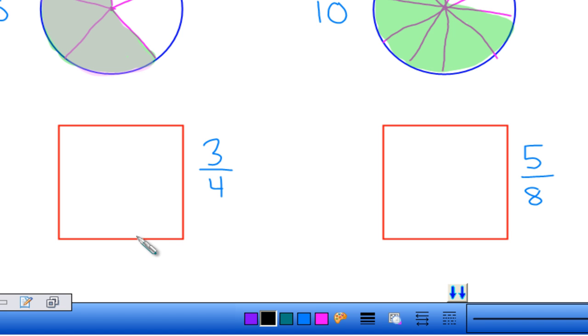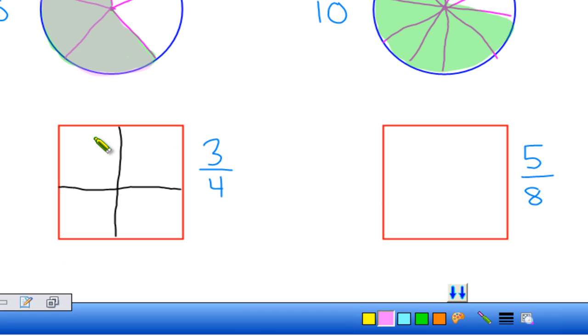So Marcus, if I have the fraction 3 over 4, how many pieces do I need? 4 pieces. So this time I gave you squares. So I'm going to make a vertical line, a horizontal line, and I get 4 pieces. And Marcus, how many need to be colored in? 3. 1, 2, 3.